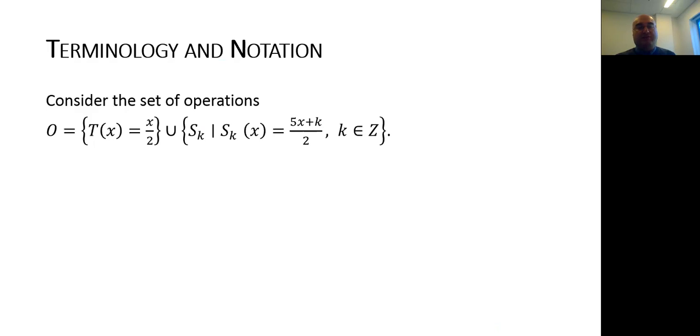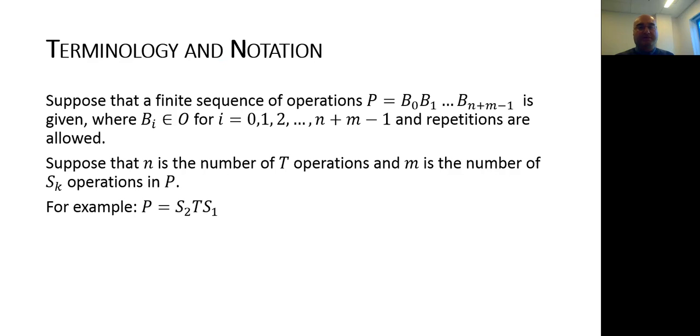So, terminology and notation. I will need these notations. I will consider the set of operations tx equals x over 2 and sk. These are Conway type operations, (5x plus k) over 2 for some k. There can be several such operations. So using these operations, I choose a sequence of operations p, b0, b1, etc., where repetitions are allowed.